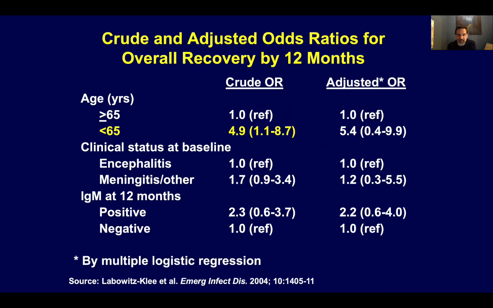We also wanted to see what we could find that might be predictive of their likelihood of recovering, even though so few did. And the strongest factor that we could find as potentially important here was younger age. So people who were younger were more likely to be recovered fully by 12 months.